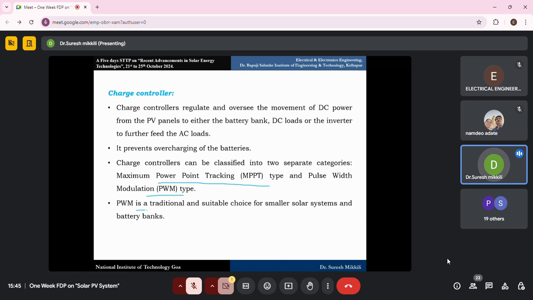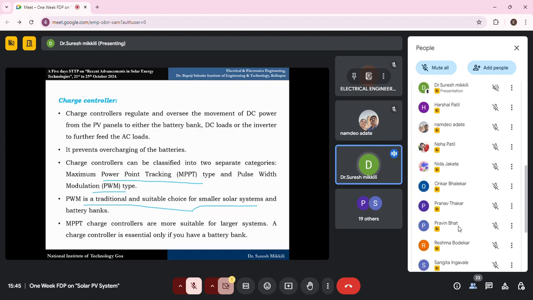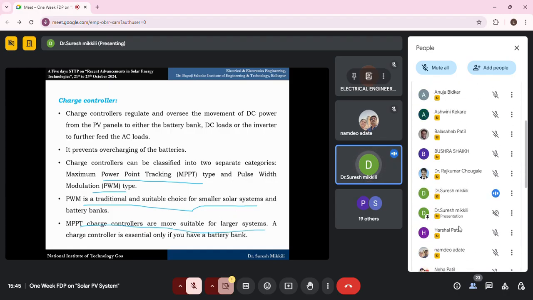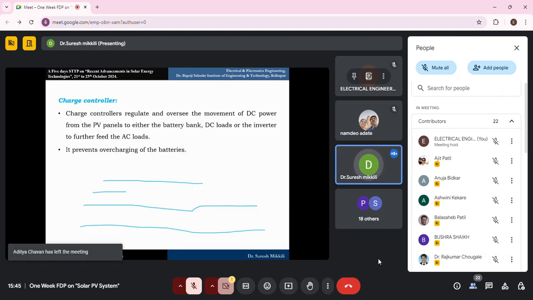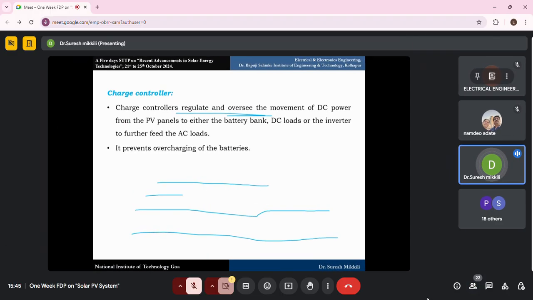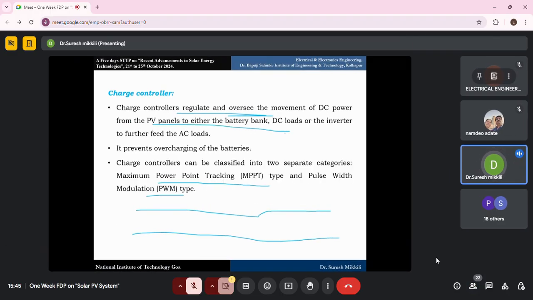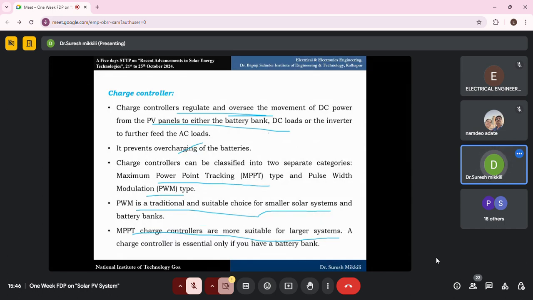PWM is traditionally used for small solar systems, whereas MPPT is suitable for larger systems. I hope you understand. So we use the charge controller to regulate the DC power supply from the PV panels to the battery bank we are considering. It prevents overcharging of the batteries; once the required charge is reached, it automatically cuts off. Two types of controllers are used, MPPT and PWM. For small scale, PWM is sufficient. If it is a large scale system, we use MPPT. Hope it is fine.